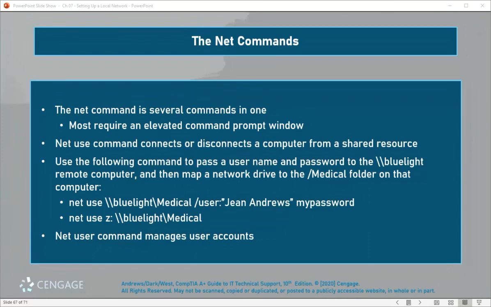So for example, in order to pass a username and password to the Blue Light remote computer and then map a network drive to the medical folder on this, we would use the net use, giving the username and password, and then we would type in net use Z to establish a network drive mapped to the letter Z using that particular folder. That's a very simple example. There may be more complex ones that you would experience, but that's the same general idea.